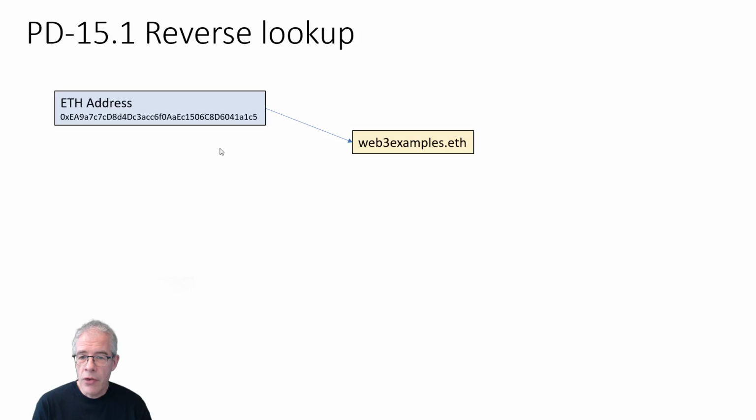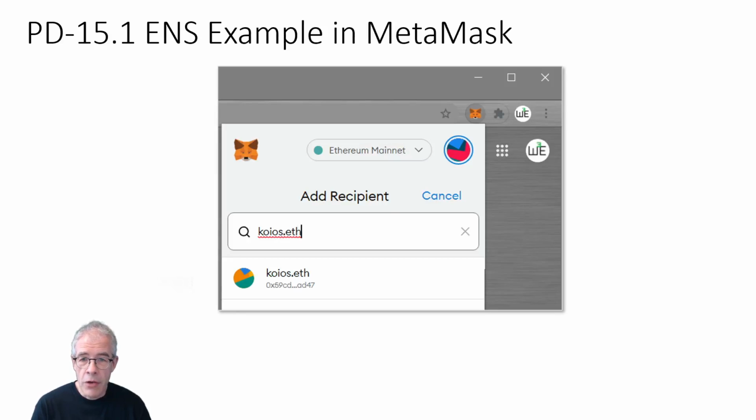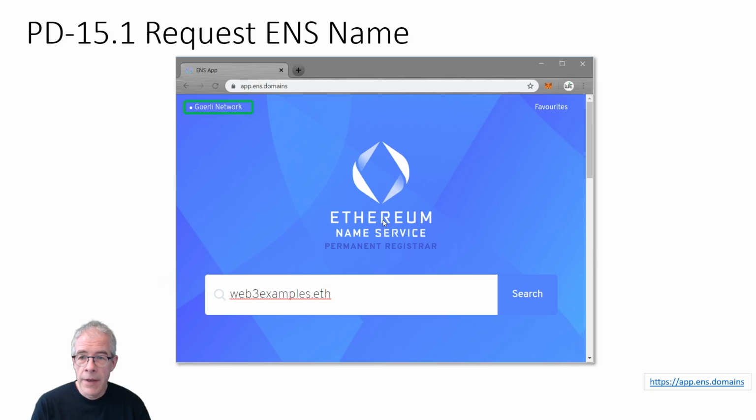Okay, what you can also do is the other way around. From an address, you can find a name connected to that address. So that's useful, for example, within MetaMask. In MetaMask you can use a name and it finds the address with it, and also with the address it shows the name. So that's why it's useful.